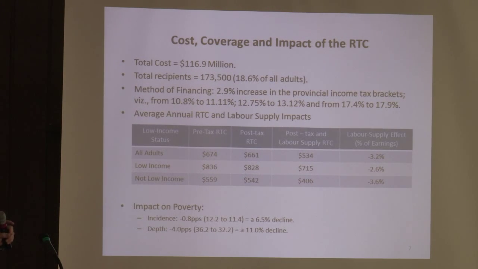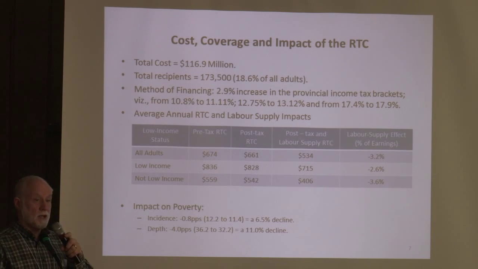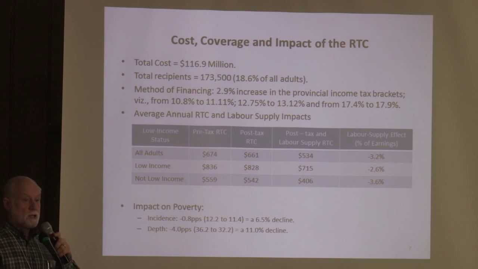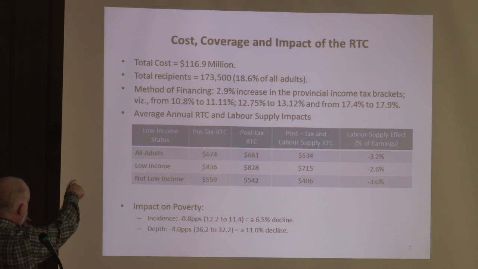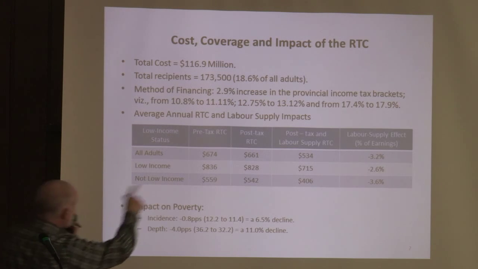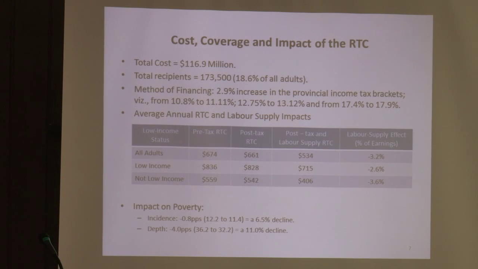$117 million per year for Manitoba, 173,000 recipients, 19% of all adults. In this example, and this is the other nice thing about SBSDM, then you can figure out how you're going to pay for it. So in order to pay for it, and this is just one method of doing it, I figured out that I would have to increase the provincial income tax brackets by 2.9%, each bracket from 10.8 to 11.1, et cetera, to raise that additional 117 million.